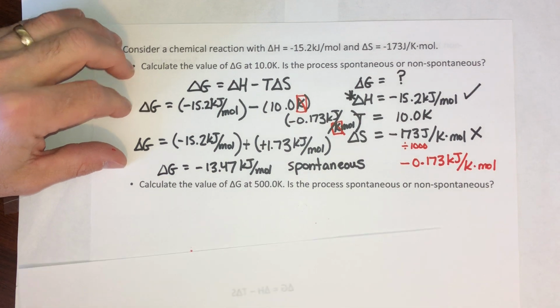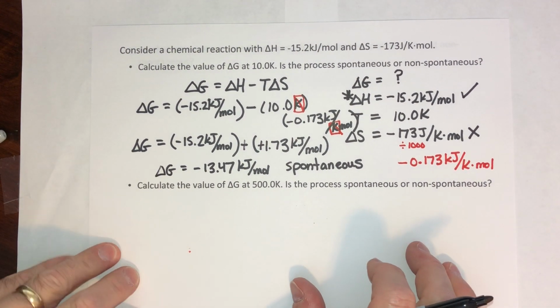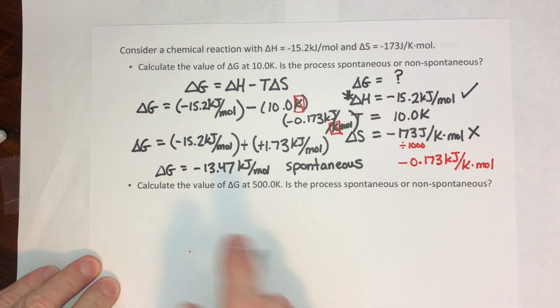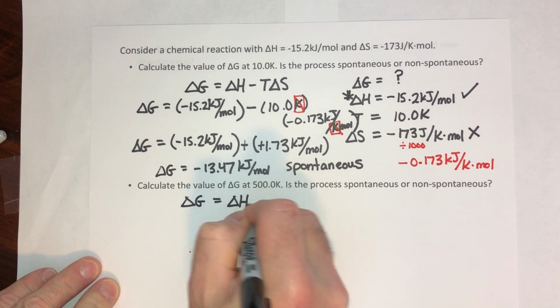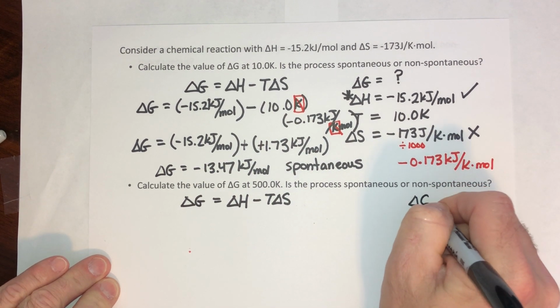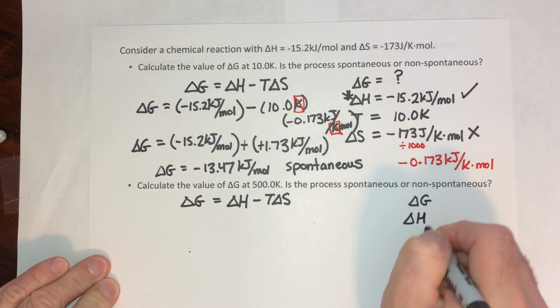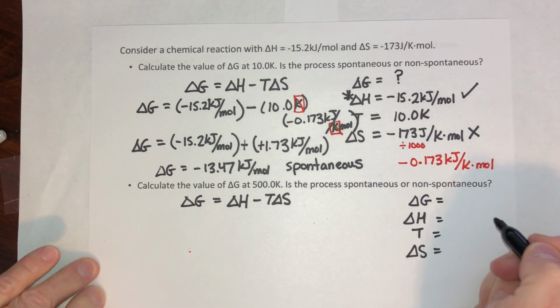All right, so let's see what happens when we raise the temperature. So if we talk about the exact same problem, but we've just changed the temperature. Now, let's see if I can give myself some more room. Delta G equals delta H minus T delta S. I would still like to write out my variables, delta G, delta H, T, and delta S, but I will try and give myself a bit more room.